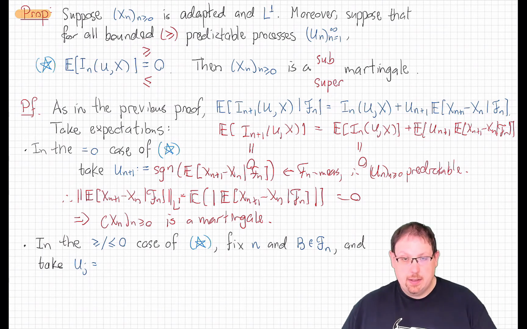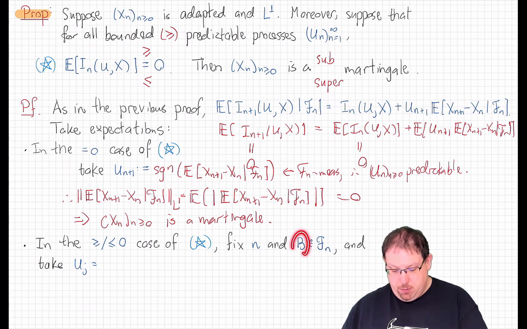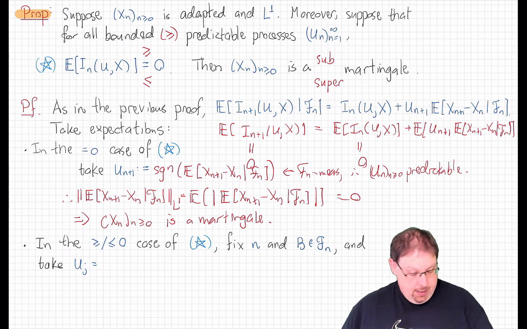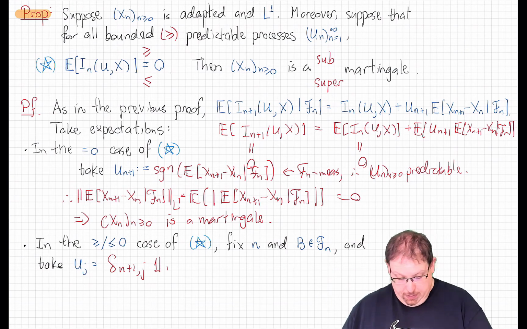For those, let's just fix a particular n and fix some measurable set B in the sigma field Fn. Then we can take the process uj to be either 0 or 1, and it's going to be 0 most of the time. It's only not equal to 0 at the end time, where the end time is n plus 1, and there only if we're in B. Now, because we chose B in Fn, that means that this is going to be 0 until time n plus 1, and at time n plus 1, it's Fn measurable, which means that it's predictable.